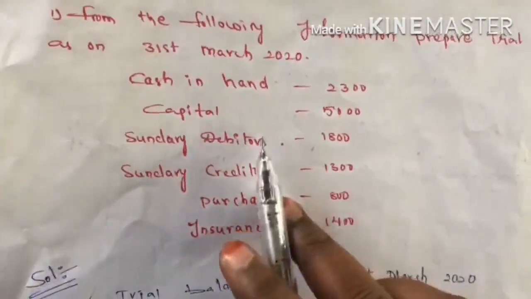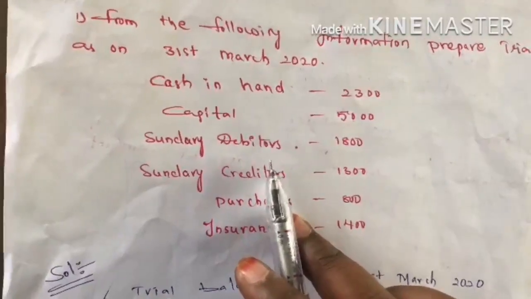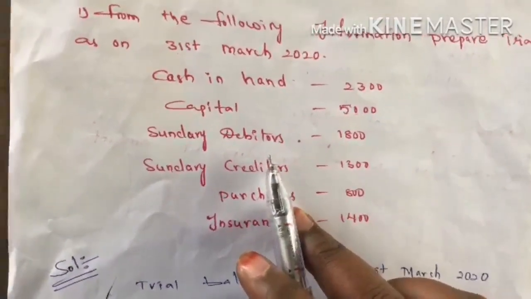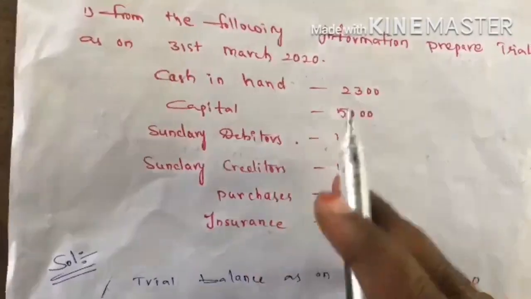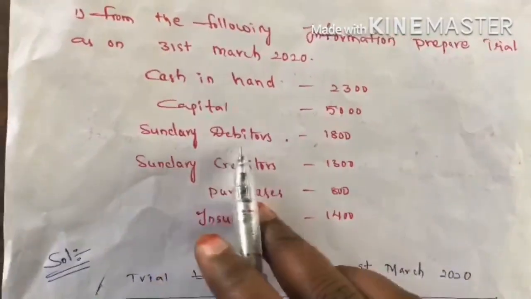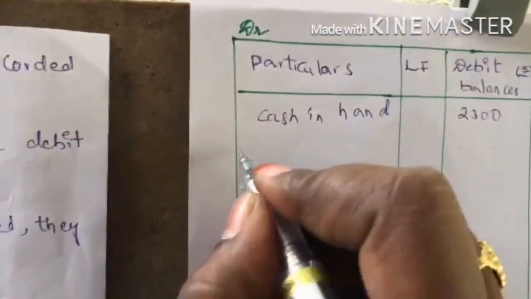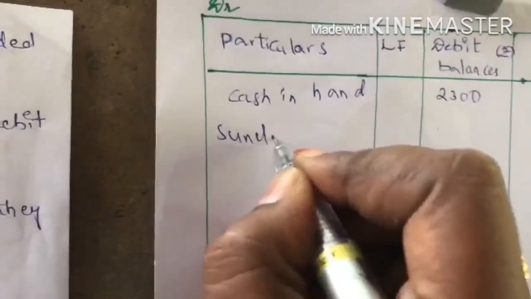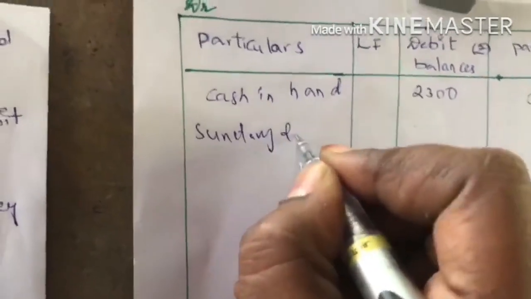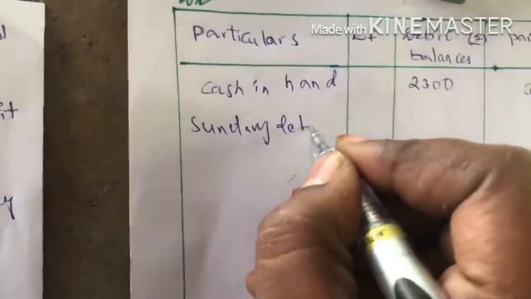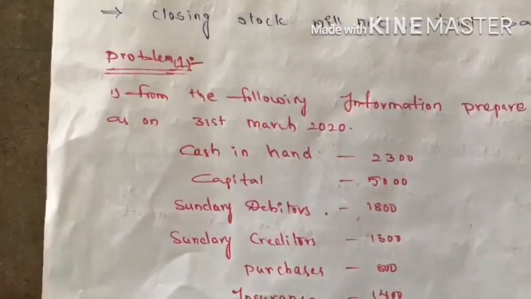Next, sundry debtors. Sundry debtors are always written on the debit side. Why? Because in the name of the sundry debtors, the debtors will be there, so you can write it on the debit side. Sundry debtors. How much is the amount? 1800.